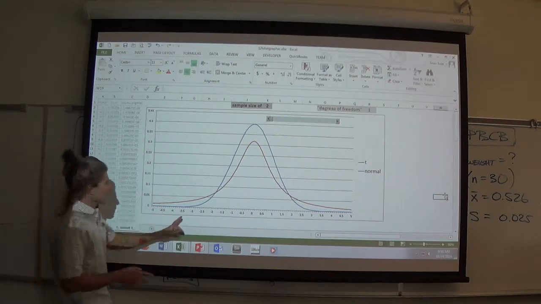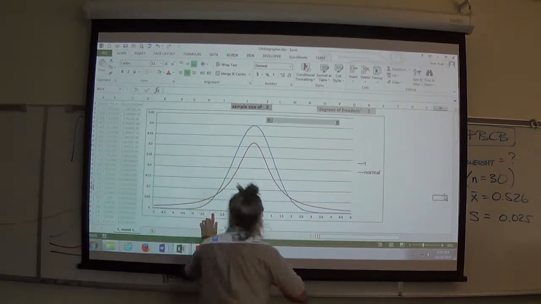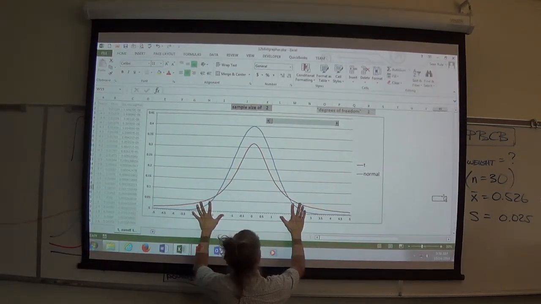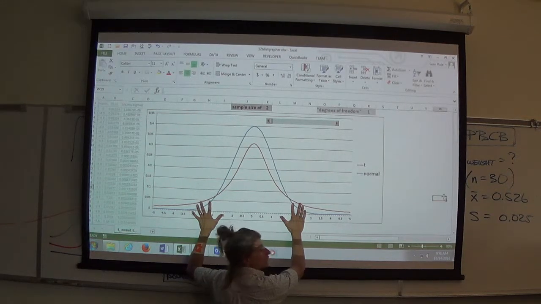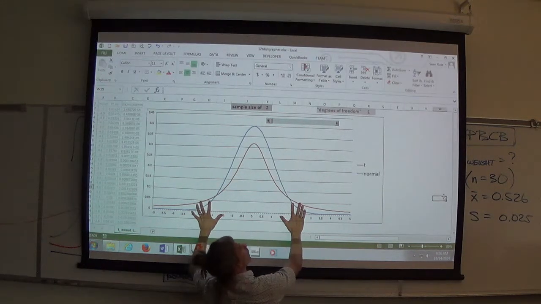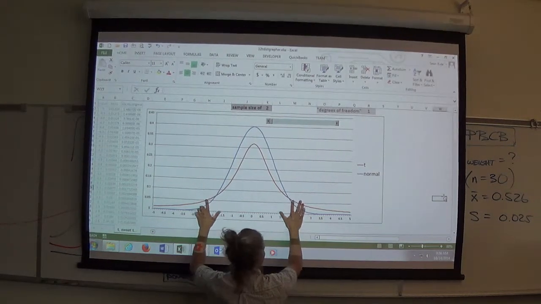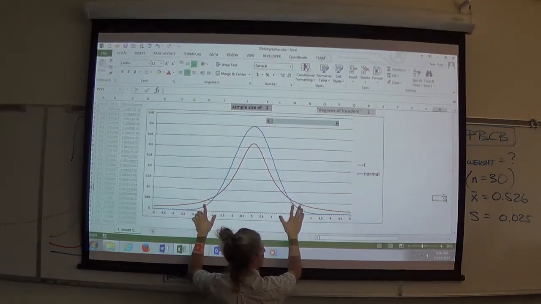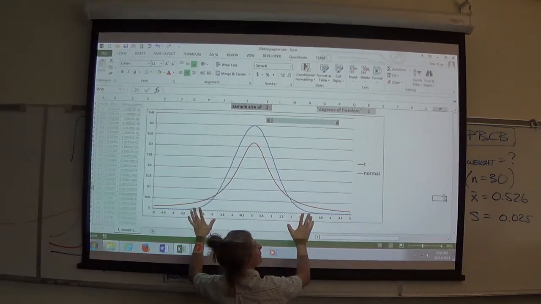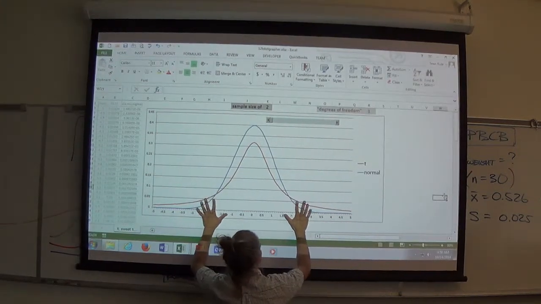So what you're seeing is between -2 and +2 on the blue curve is what percent of our area? 95. That's 95, right? You can see pretty clearly that that's less than 95% on the red curve, can't you? We'd have to move out this way, yes?